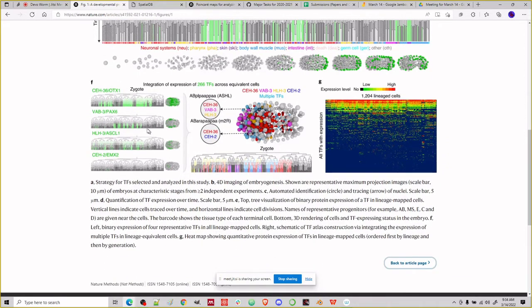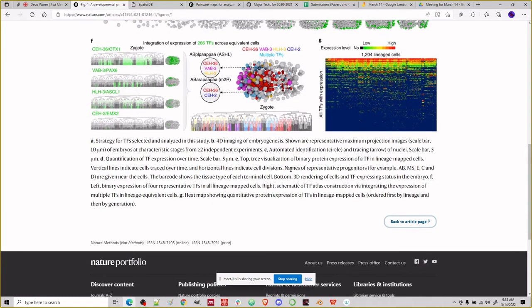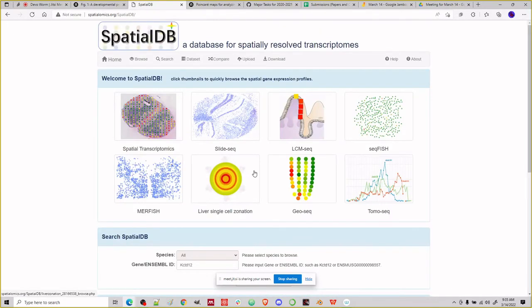And then this is another example of the atlas where you have the cells in their spatial locations. This is where they're expressing different things. You have these different colors that they've put on here for these different transcription factors. And then this is a lineage tree where you can see these things being expressed. So you can go between the spatial map and this lineage tree. So that's one example of how they do spatial transcription.